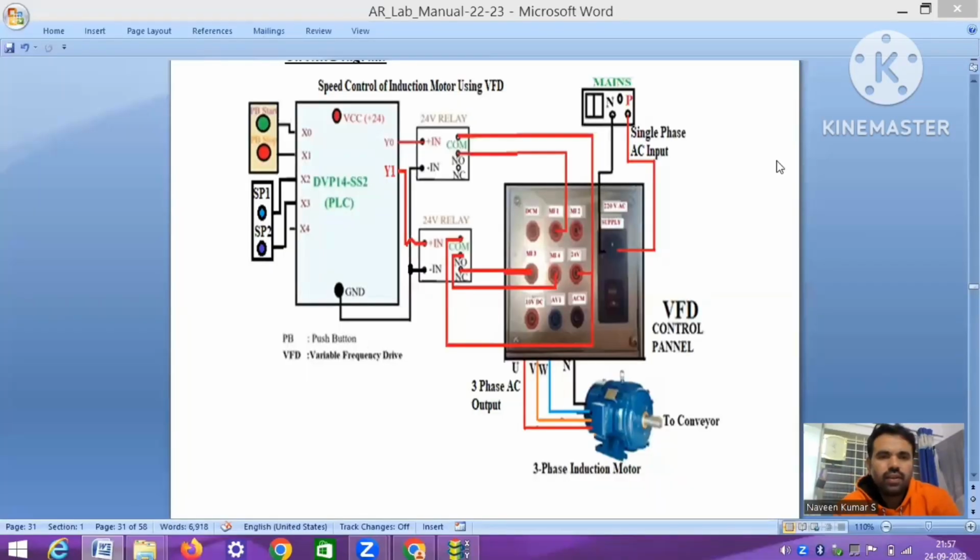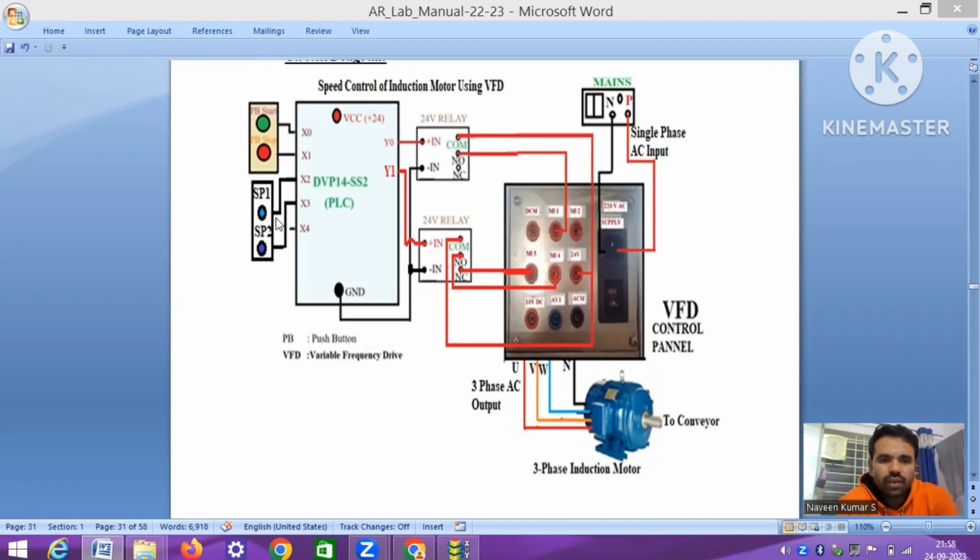Now let us look into the circuit diagram. As I said, we have used two push buttons connected to X0 and X1 for turning the VFD on and off respectively. This can be achieved by using Y0, which is connected to relay 1. You know that by passing the control signal 24 volts to multipurpose input 1, the device can be rotated in one direction.